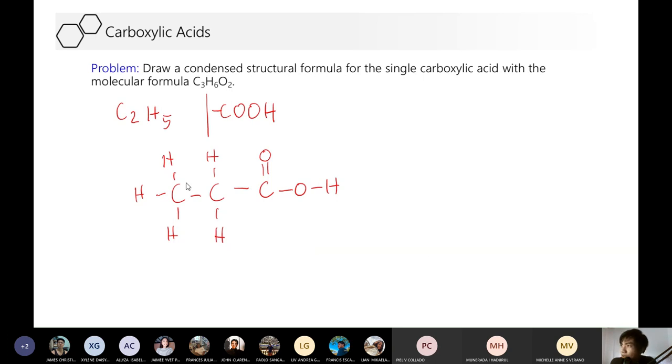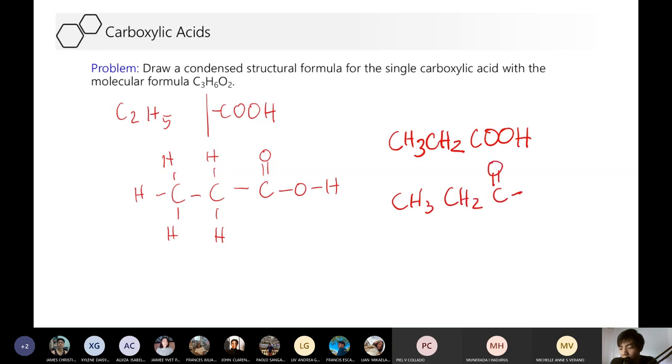Paano pala yung condensed structural formula niya? No? Start from the left. CH3, CH2, and COOH. Oh, pwedeng ganyan. Pwedeng yan yung kanyang condensed structural formula. Pwede rin naman na CH3, CH2, C double bond O, OH. Pwede rin naman na CH3, CH2, C, O2, H. Okay, so anong ginawa dito sa O2? Pinagsama lang yung dalawang oxygen. Pwede yan. Marami siyang version. Pwede yung CH3, CH2, COOH. CH3, CH2, C double bond O, OH. Pwede rin naman CH3, CH2, C, O2, H. Okay? As long as you know kung anong functional group meron, kailangan alam niyo na yung magiging itsura ng formula niya.